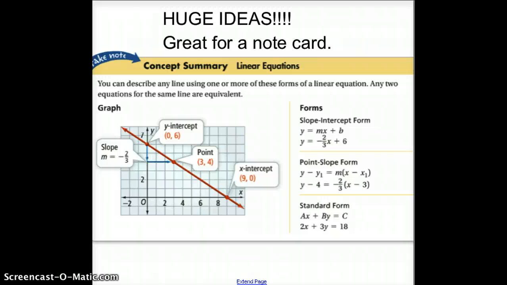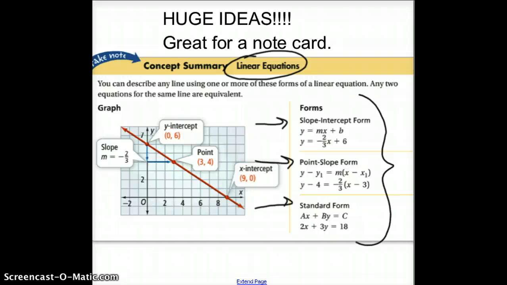All right, real quick, and we'll talk about this in class, but this is a summary of what you need to know with these 3 linear equations that we've learned. Slope-intercept form, y equals mx plus b. Point slope form, there's the formula. And standard form, ax plus by equals c. We will eventually be practicing going from one to the other. We did a little bit today.